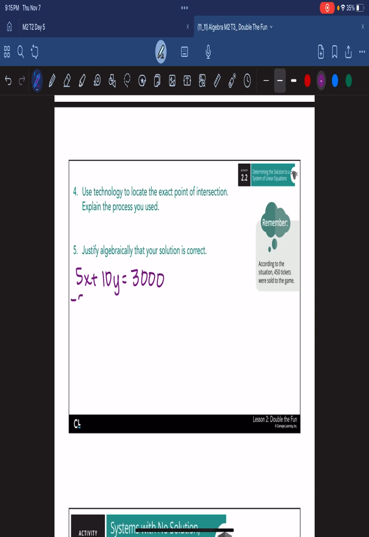So I'm going to subtract 5x on both sides. So I get 10y equals negative 5x plus 3,000. Then I divide by 10. So I get y equals negative 1/2 x plus 300.